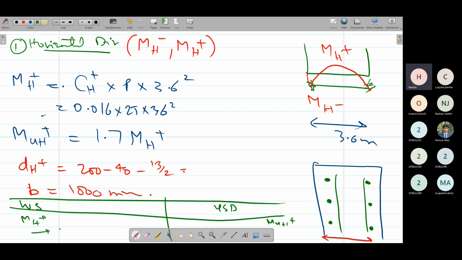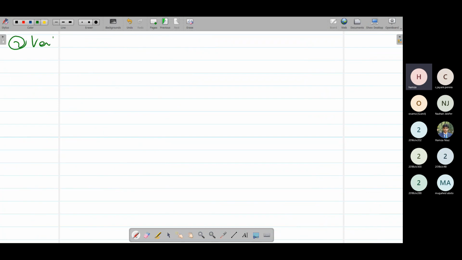So using charts, this one for charts and this one using the direct formula for rho, we can calculate the area of steel required in the horizontal direction and provide the larger one of these two methods, working stress or ultimate stress, the larger one.